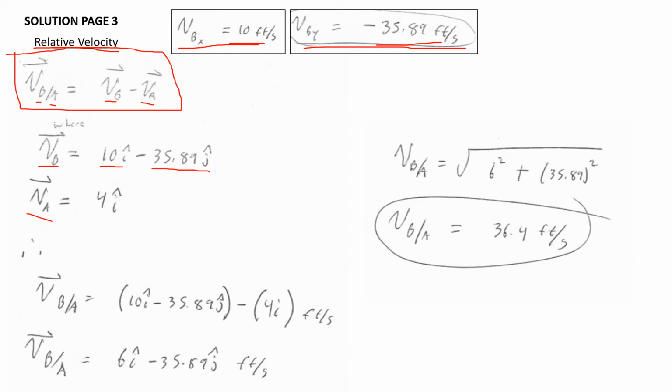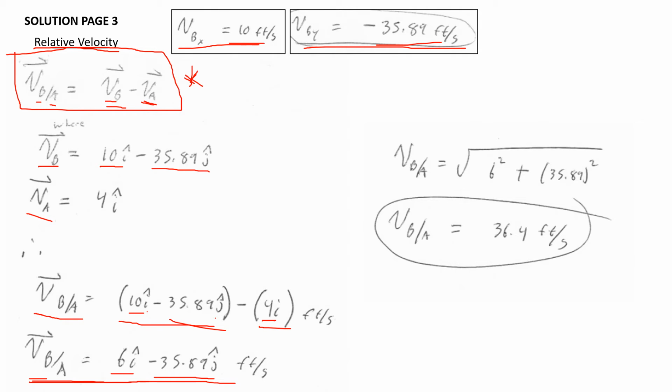So now we can do a relative velocity equation. We can plug these two back into our governing equation up here. When we do that, we find that the velocity of B relative to A is equal to, we plug in our velocity of B vector here, and we plug in our velocity of A vector here. Pay attention to our unit vectors, i, j, i, and combine like terms. So the velocity of B relative to A, once we combine our 10i minus 4i, is 6i, and there is no other component in the j, so it's negative 35.89 in the j hat direction. So this is our velocity vector for B relative to A.